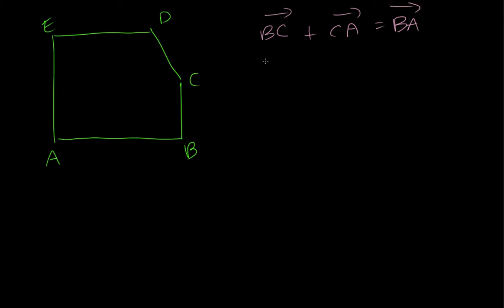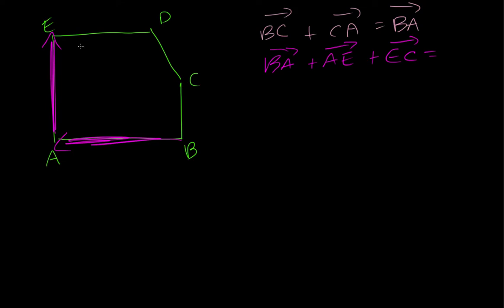Alright, the next one is BA, AE, EC. So we go BA, AE, EC, and the shortest thing is just from here to here, which is going to be CB. Oh, whoops, I did that backwards. We start from the beginning, go to the end, and so that is BC.